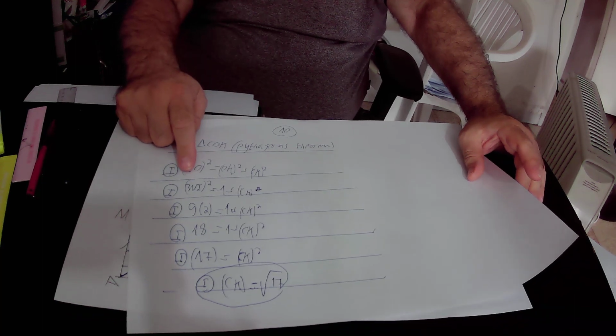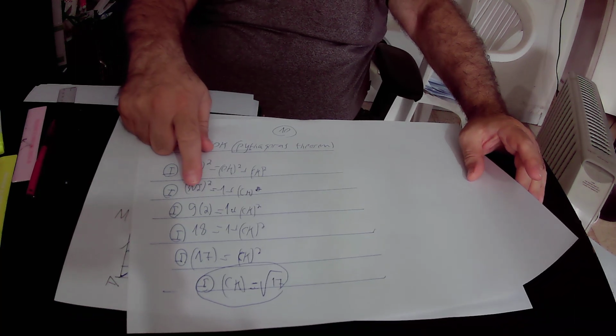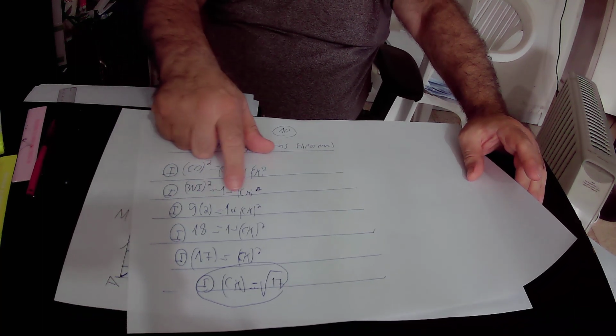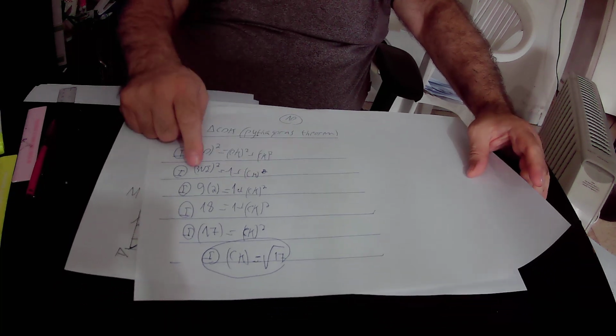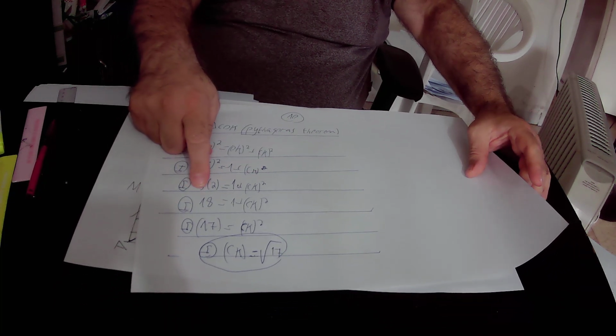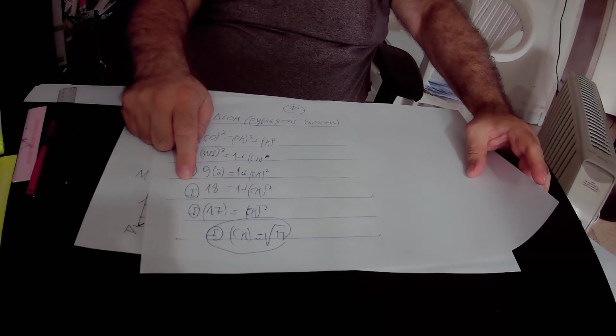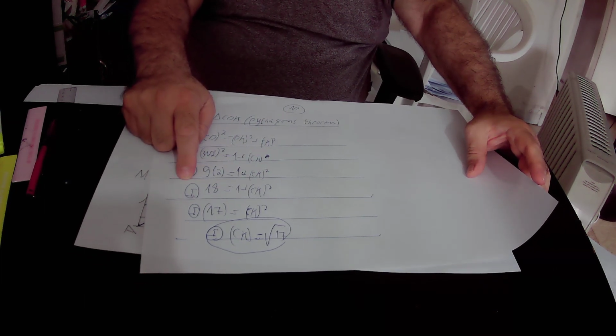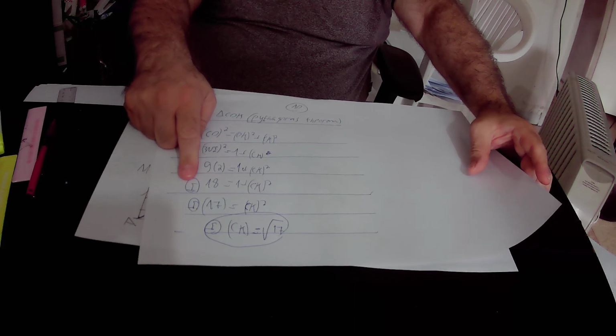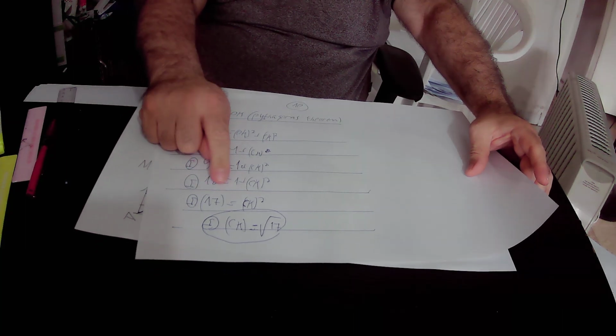So here (3 times square root of 2) squared is 9 times 2. 9 times 2 equals 1 plus CK squared. 9 times 2 is 18, so 18 equals 1 plus CK squared. We subtracted 1 from this equation, equation number 1. 18 minus 1 is 17, so 17 equals CK squared.